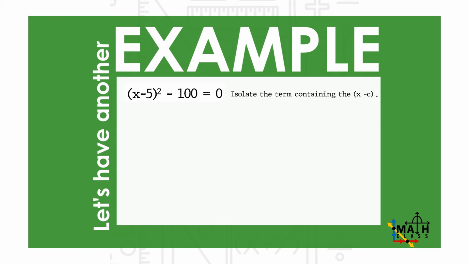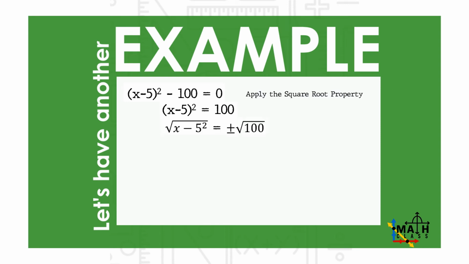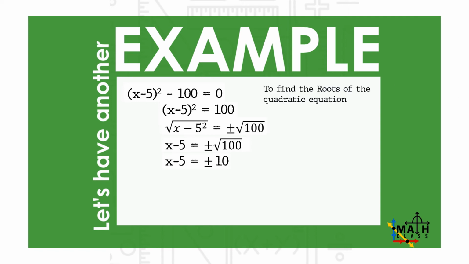Isolate the term containing the quantity x minus c squared. Then apply the square root property. To find the roots, we will transpose negative 5 to the other side by adding positive 5 to both sides. Then we obtain x which is equal to 15.